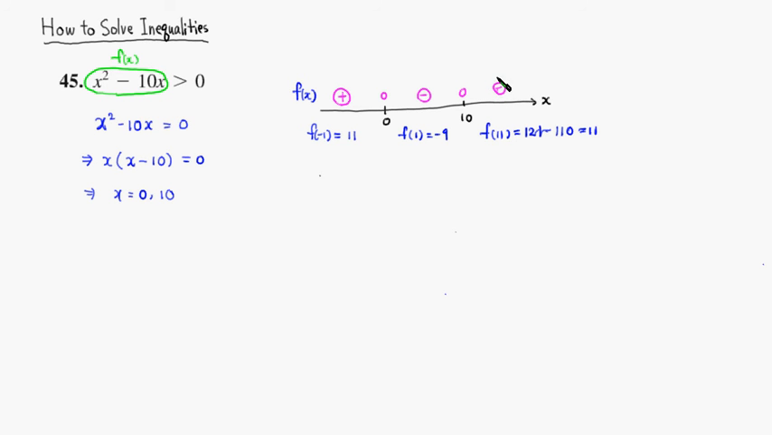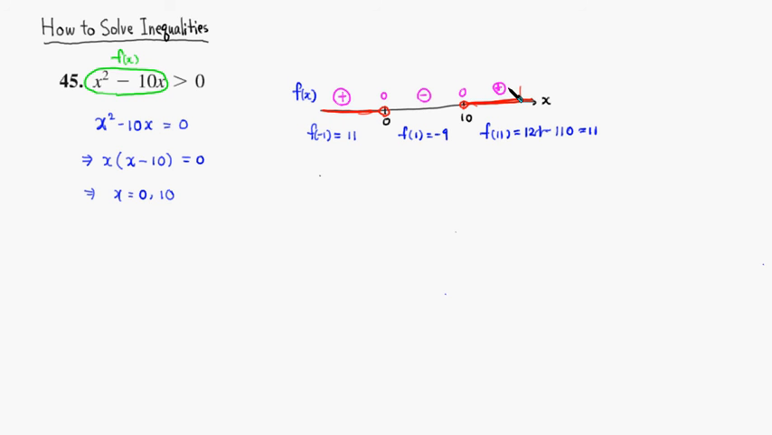So you can see that we want the left hand side, which is f of x, to be positive. On this interval, anything less than 0 and also anything greater than 10 will give you a positive value. Sorry, I meant that to be positive.